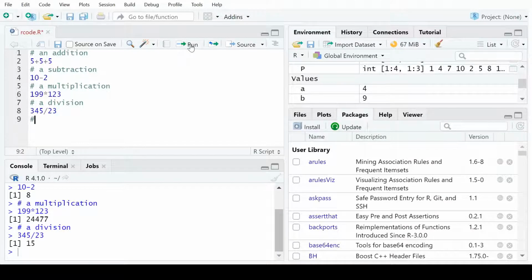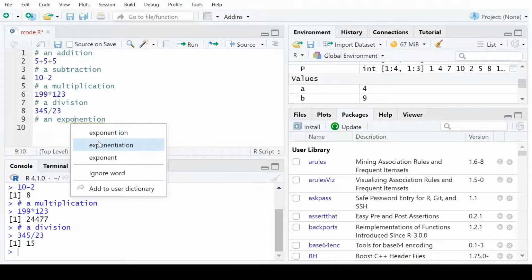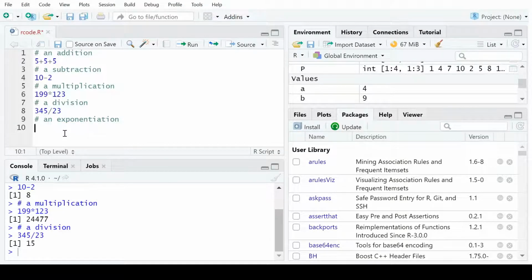Then what else can we do? We can do an exponential also. How can we do an exponential? Exponential is about terms like square root or something like that. So 3 to the power of 5. We need to run the code. It will compute 3 to the power of 5. So this is how the basic steps in R go on.